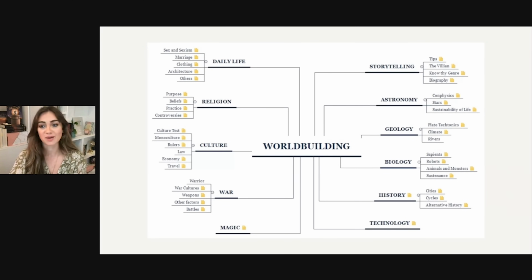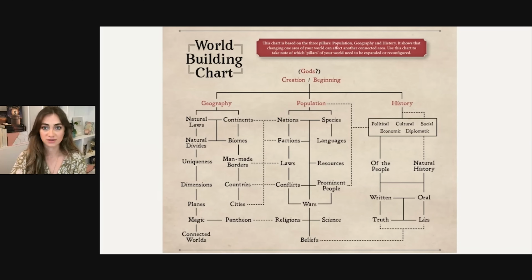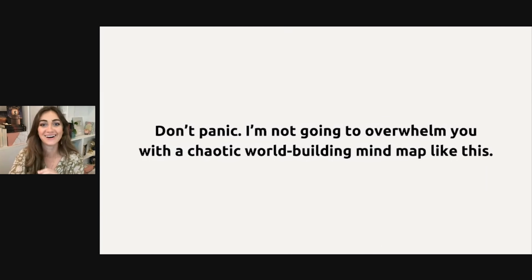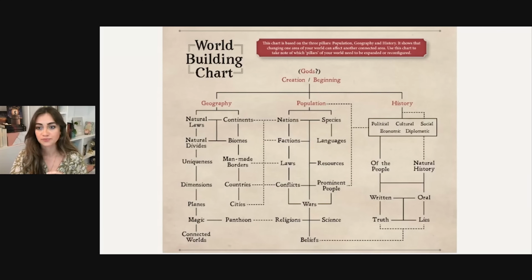I'm not going to give you a mind map that looks like this, or like this, or like this. So don't panic. My goal is not to overwhelm you with a chaotic world building mind map like this. I personally would be overwhelmed by a mind map like this. It would be crazy to have to sit down and figure all that out.